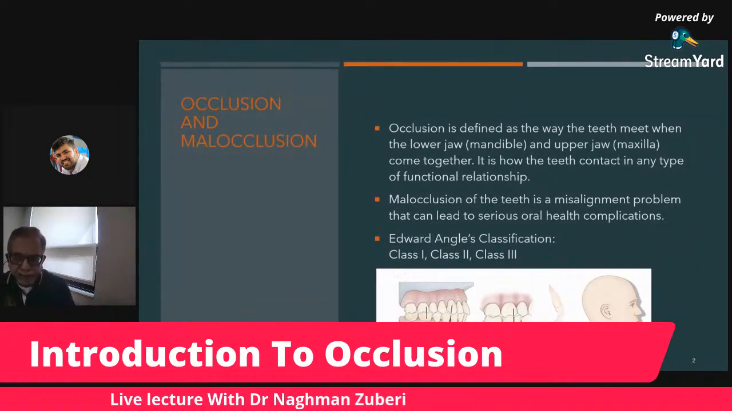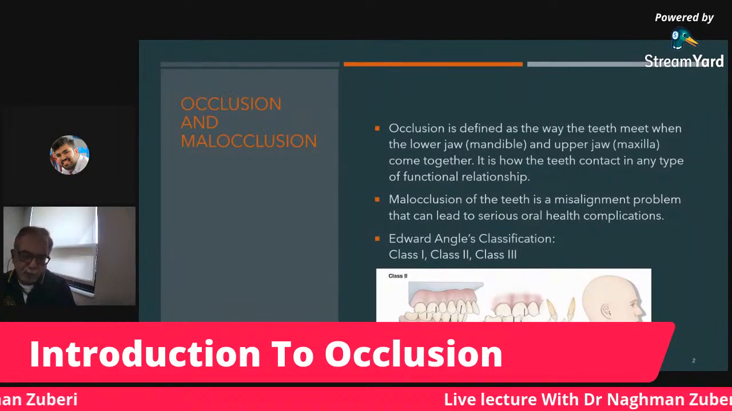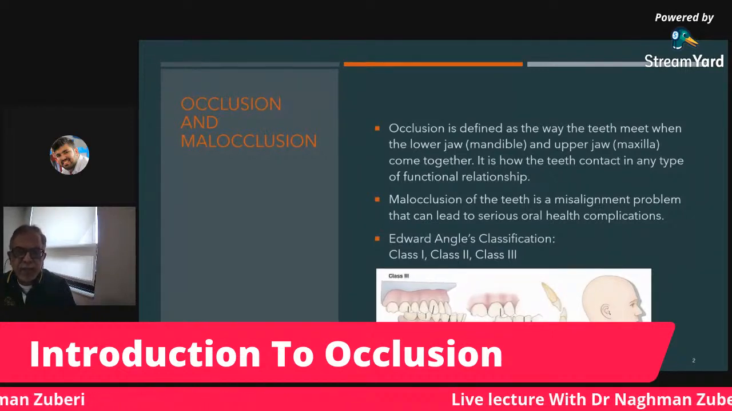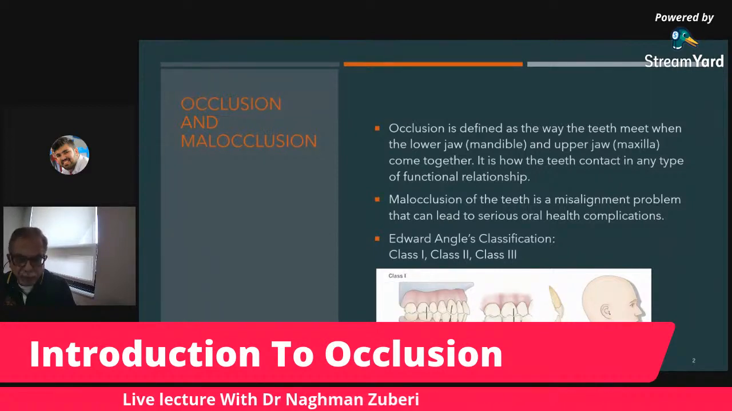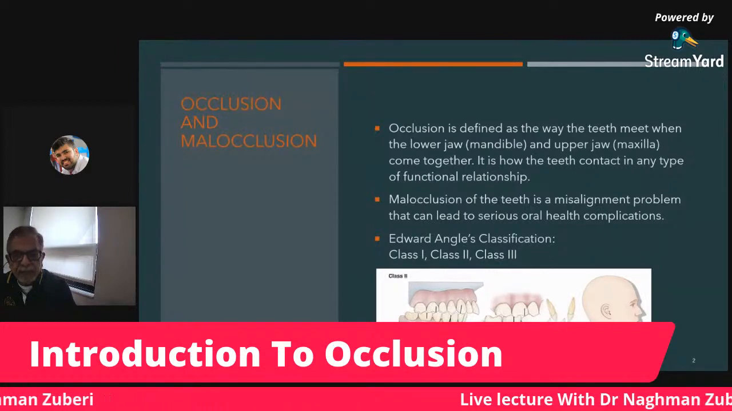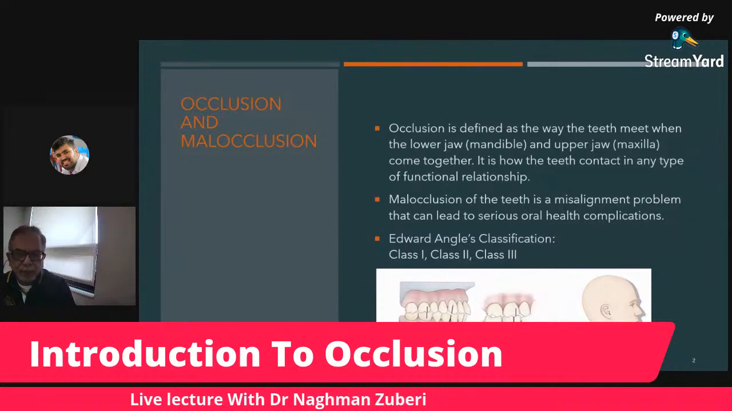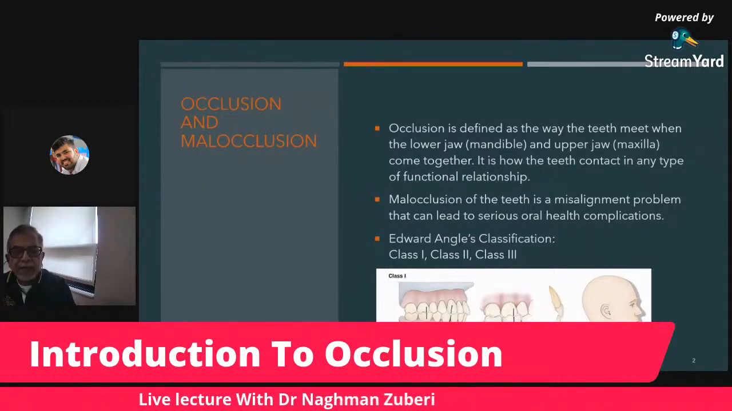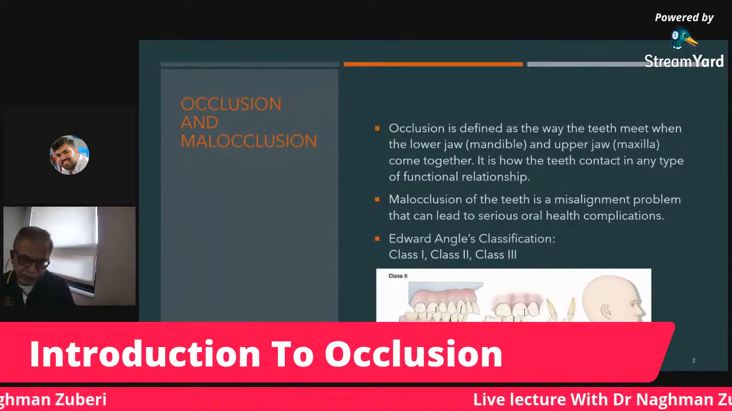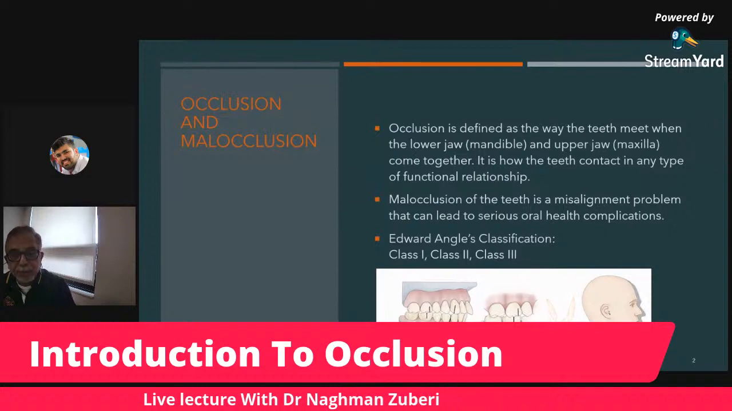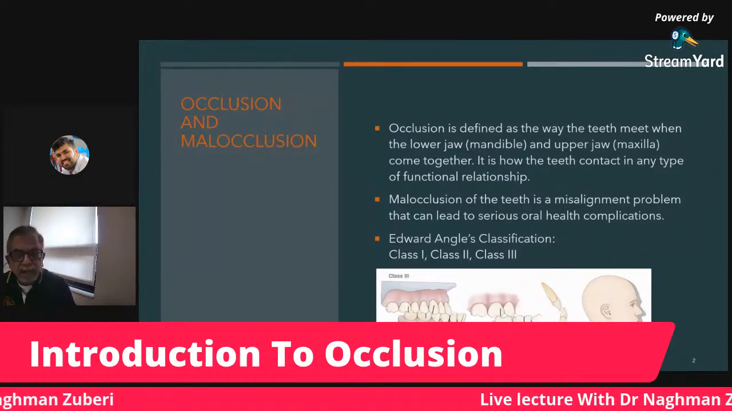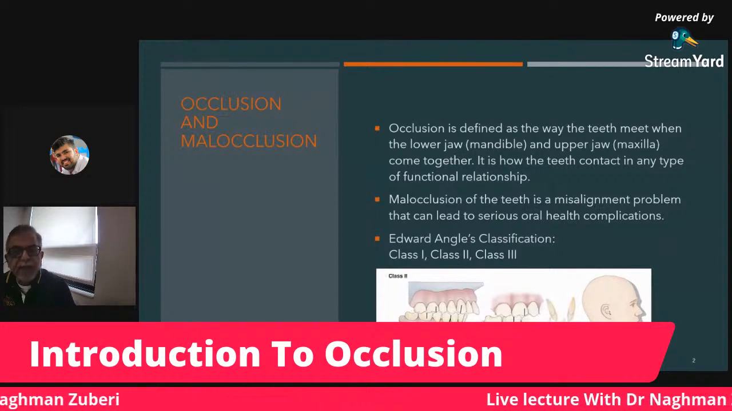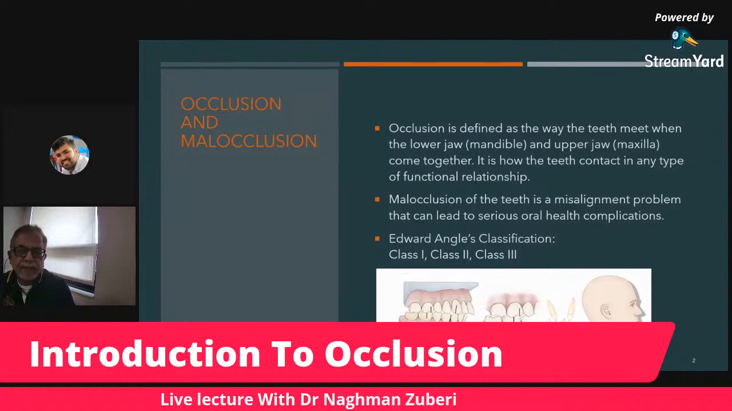Anything which deviates from the normal is considered as malocclusion. And there are various explanations, various relationships of malocclusion. So for the moment, we must consider that any deviation from the normal will be considered as malocclusion. Edward Angle has given us three classes of malocclusion: class 1, class 2, and class 3. Class 2 has two divisions, div 1 and div 2, depending upon the inclination of maxillary incisors.